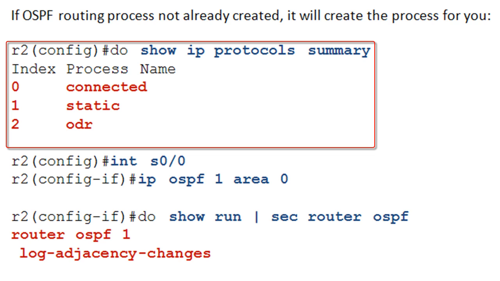So here we're doing a show IP protocol summary, and these are the three protocols that will be running by default on your router: connected, static, and ODR, as I like to call it, odor. I think that's on-demand routing. Nobody uses it in production, so don't worry about that.